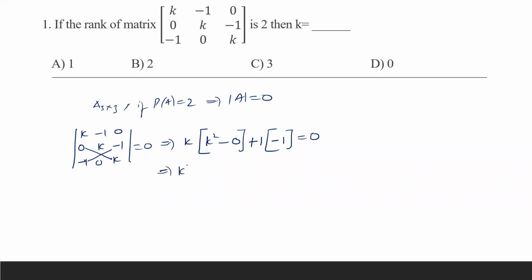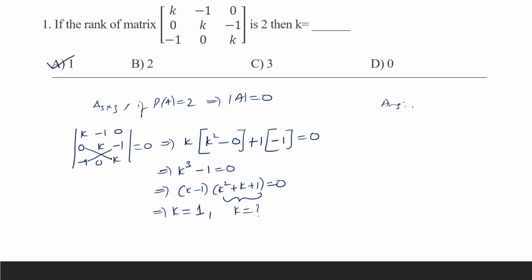Now if you simplify this, you'll get K into K square minus 1 is equal to 0. Now you can write it like this, assuming it as A cube minus B cube equal to 0, and therefore you can write it as K minus 1 into K square plus K plus 1 is equal to 0. When you solve this, you will get one real value for K as 1, and you will get two complex numbers for K. But here we'll take only real numbers, as you know. That's how the value of K here is 1. So the answer is option A. Right? So that's how you can answer this first question.